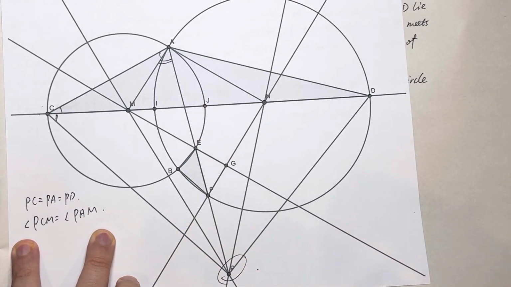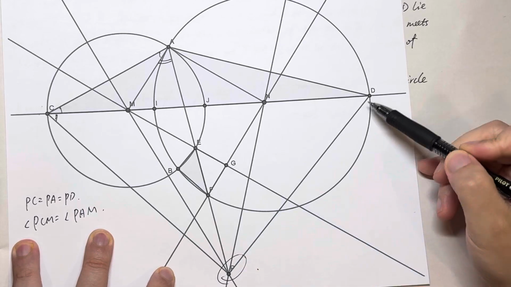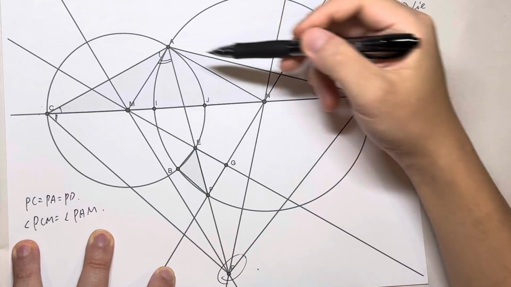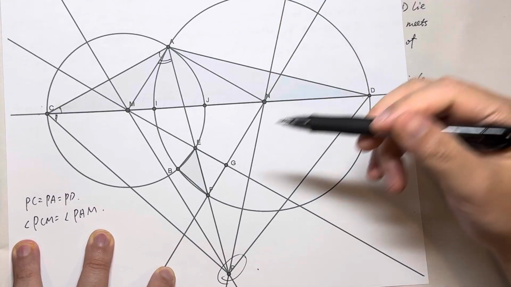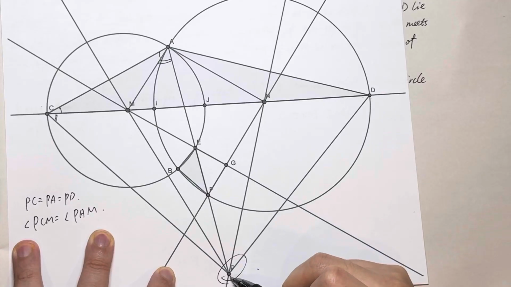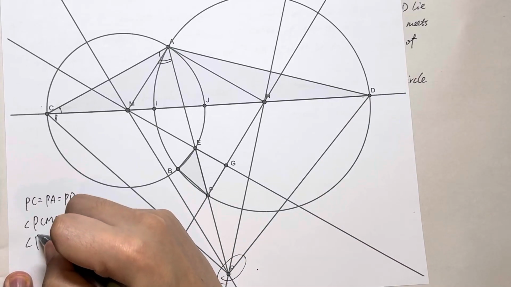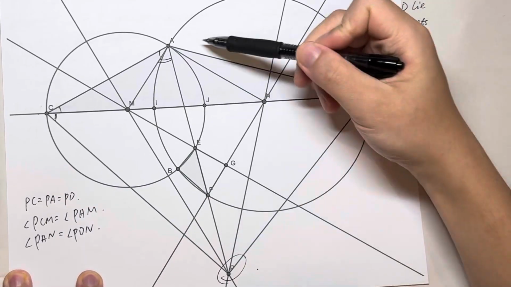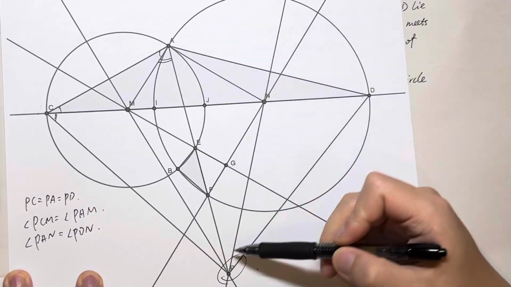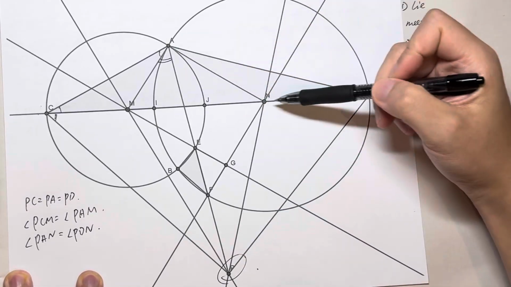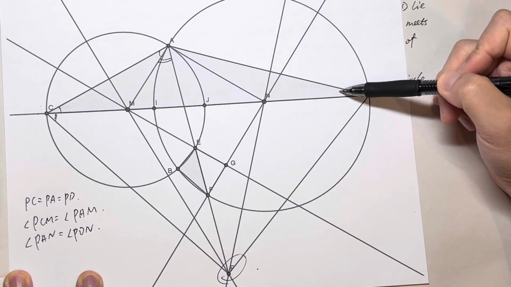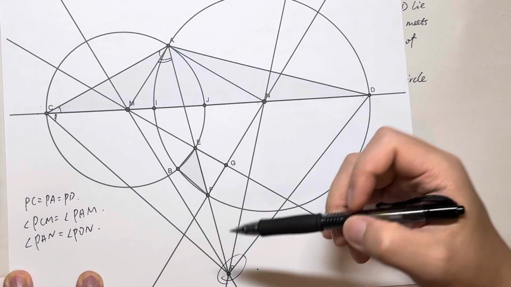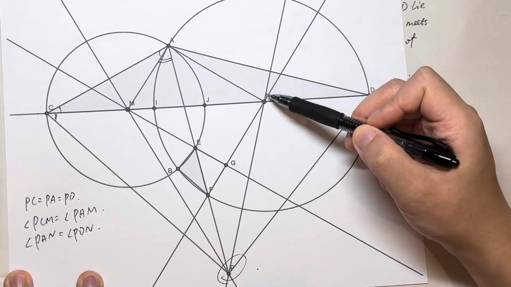And remember that PA equals PD, right? PA equals PD, and NA equals ND. So we know that angle PAN equals angle PDN. Right, because PA equals PD, so the angle PAD equals angle PDA. And because NA equals ND, angle NAD equals angle NDA, which means angle PAD equals angle PDN. Oh, sorry, angle PAN equals angle PDN.